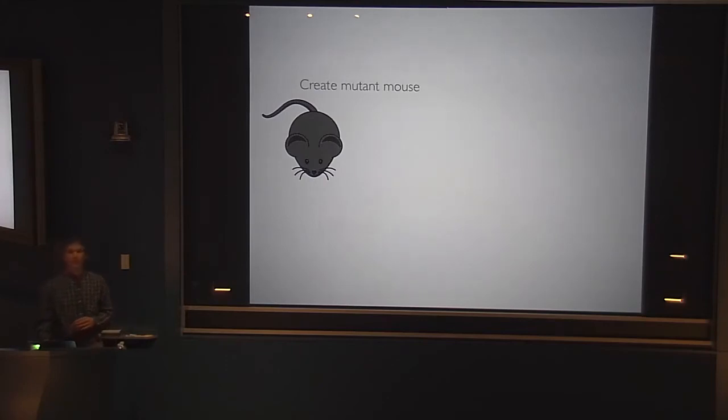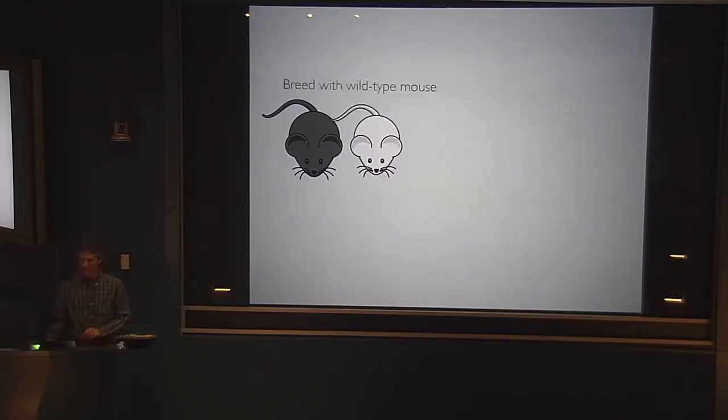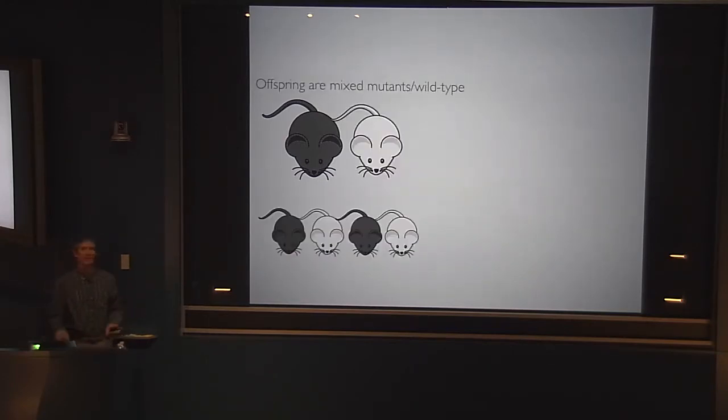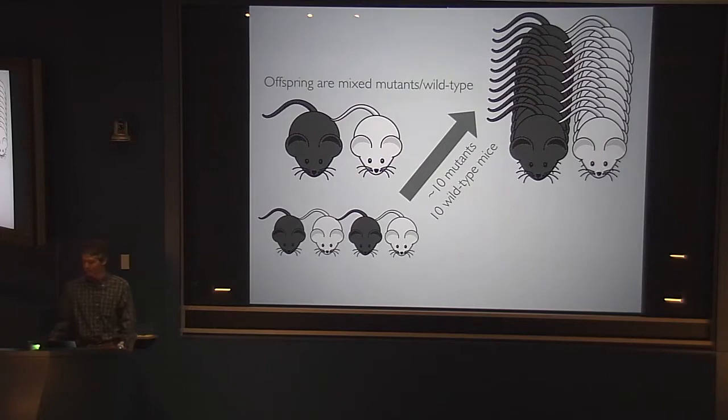So the basic idea is that you create your mutant mouse by inducing a deletion or a duplication of a certain region or a certain gene. You then breed it with a wild-type mouse, which gives you some mice that carry the mutation, some mice that do not, that you can then begin to compare to each other after you have sufficient numbers.